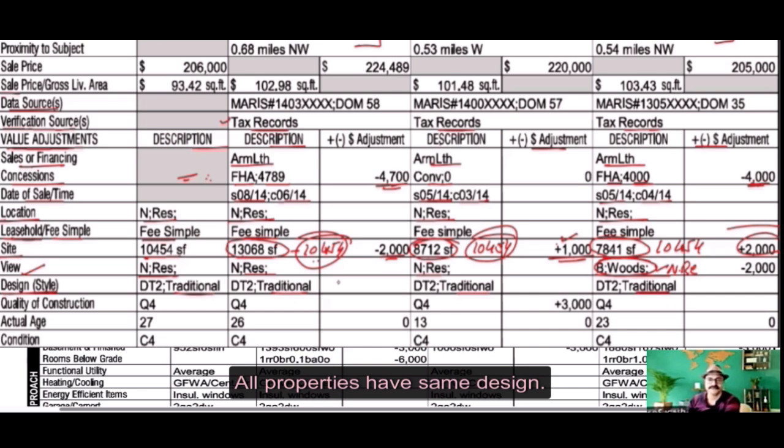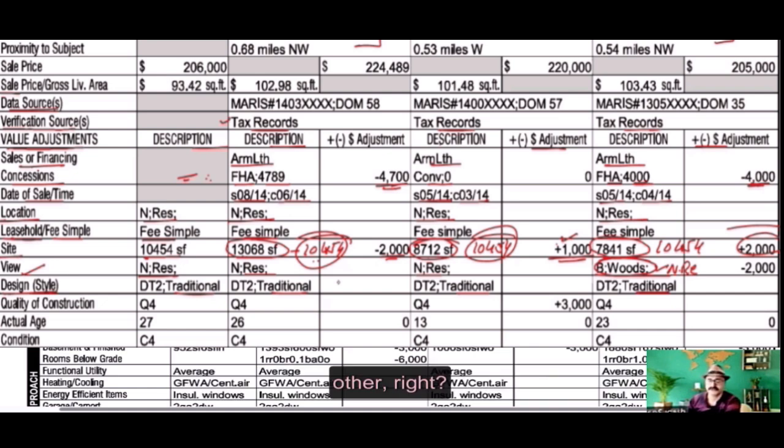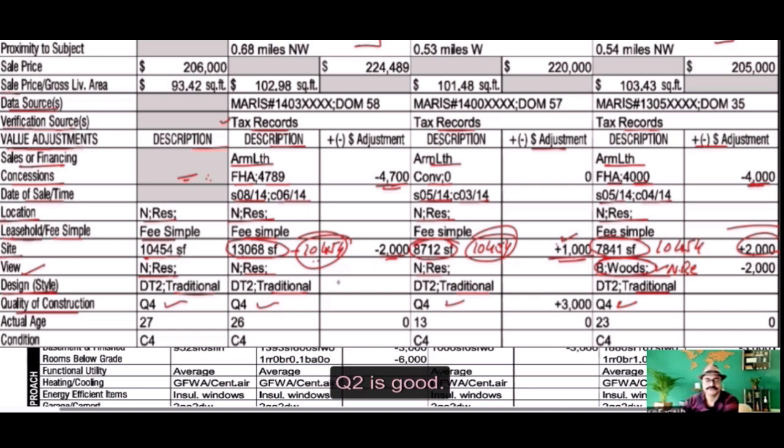Design. Traditional. All properties have the same design. We will see how traditional homes look. There could be cottage, there could be some other, right? The smart homes, so many designs. Quality of construction. How is the quality? Q4, Q4, Q4, Q4. What I told you: Q1 is excellent, Q2 is good, Q3 is okay, acceptable. Q4 is average, still acceptable. Q5 and Q6 are not acceptable.